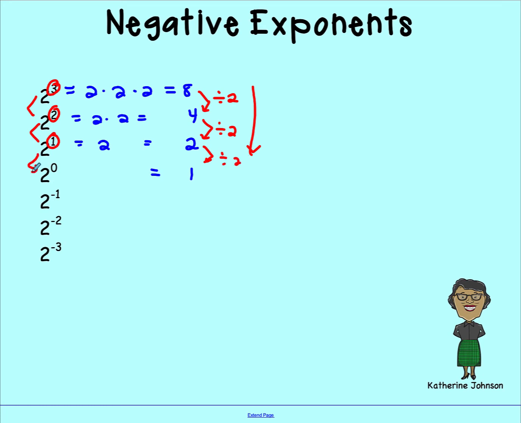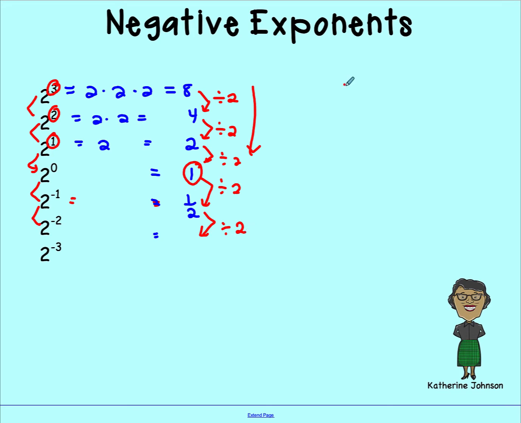So when I take 0 and decrease it by 1, I should take 1 and divide it by 2. And what do you get when you take 1 and divide it by 2? You get a half. And then I would do the same thing. If I repeat that, I would again take the previous product and divide it by 2 to get the next product.